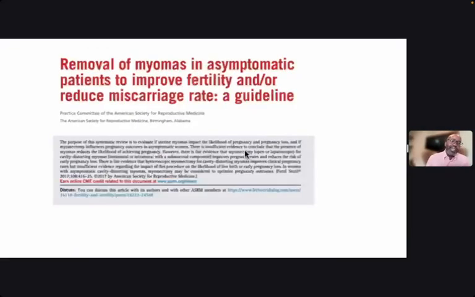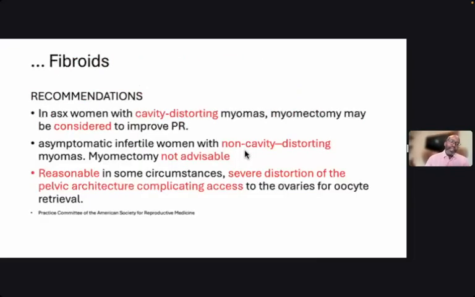And when we look at the guidelines by the Practice Committee of the American Society of Reproductive Medicine, looking at the removal of myomas in asymptomatic patients to improve fertility and/or reduce miscarriage rate, the recommendation is that in asymptomatic women with cavity distorting myomas, intramural with a submucosal component or submucosal, myomectomy either by open or laparoscopic or hysteroscopic may be considered to improve pregnancy rate. And myomectomy is generally not advised to improve pregnancy outcomes in asymptomatic women with non-cavity distorting myomas.